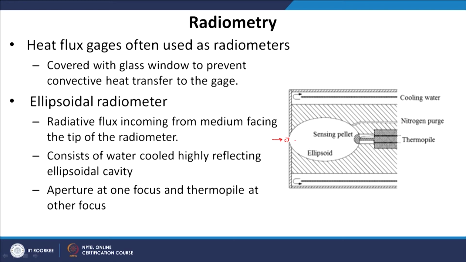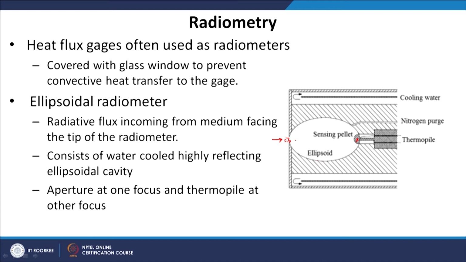Now, this elliptical cavity has two foci. This is one focus of the elliptical cavity, and this is the second focus. On the first focus we have the window, and on the second focus we have the sensor, or thermopile. Radiation enters from here through the window, so that convective heat transfer is eliminated, and once it enters here, it will be subjected to reflection from the surface of the elliptical cavity, and it will focus on the thermopile, which is the detector.